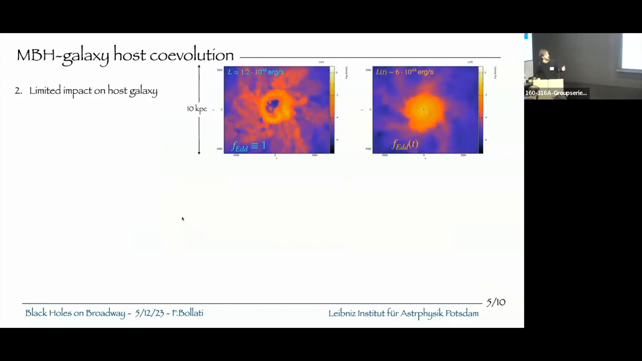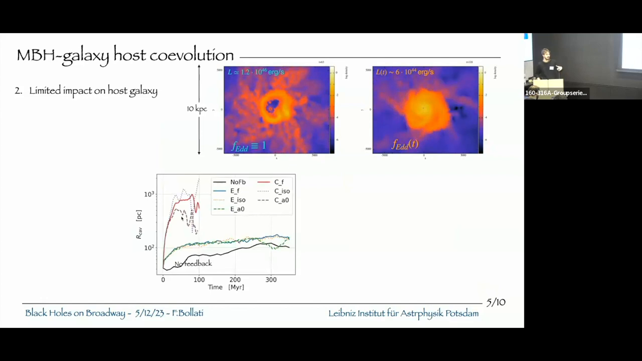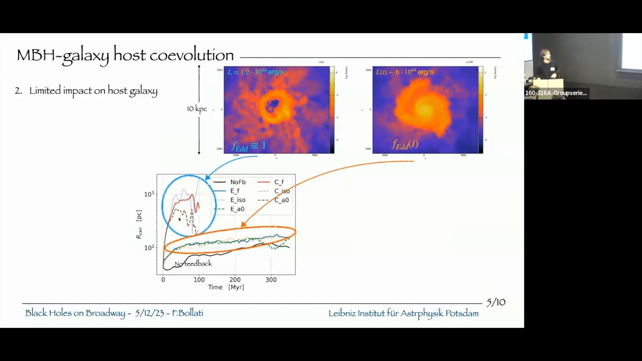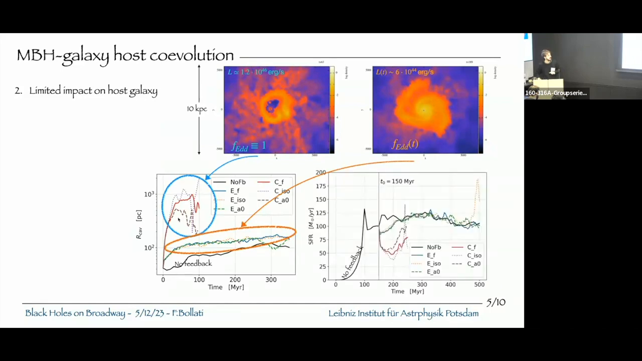In particular, in such cases, the size of the central cavity cleared by feedback is about one order of magnitude smaller compared to the other simulations. Similarly, if you look at the galaxy star formation rate, we see that in the first case it is reduced by about a factor of 2 compared to the other simulations, in which the star formation is almost indistinguishable from that of a simulation without feedback. And this means that a galaxy can host luminous AGN activity without any significant impact on its global star formation rate, and this is something already found in observations.